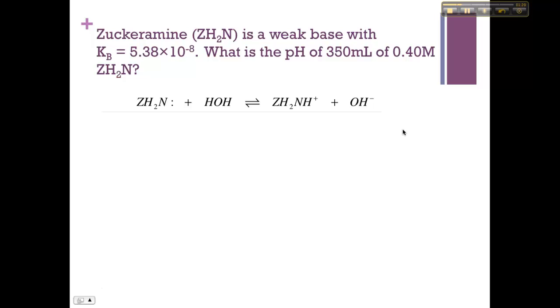So then we can start filling in what do we know for our ice table. Well, the first thing we put in is our initial. There's 0.4 of the base. We don't really care about the water because it's a liquid. And then 0 of the other stuff.